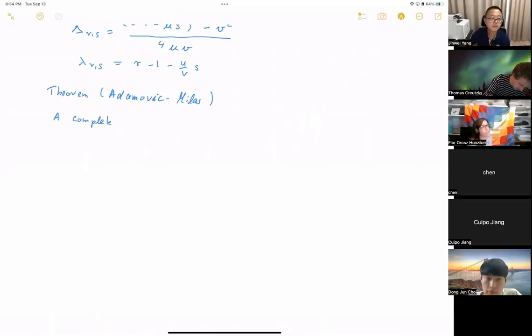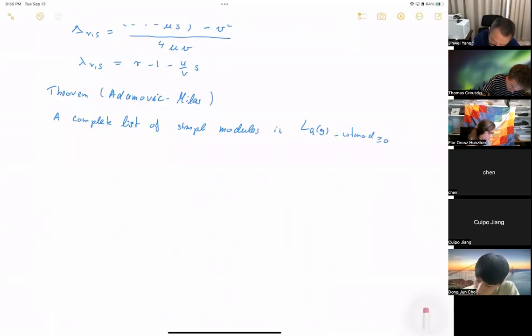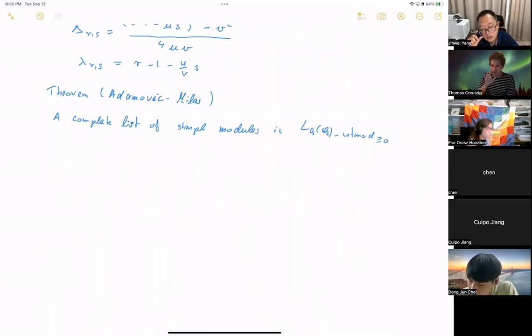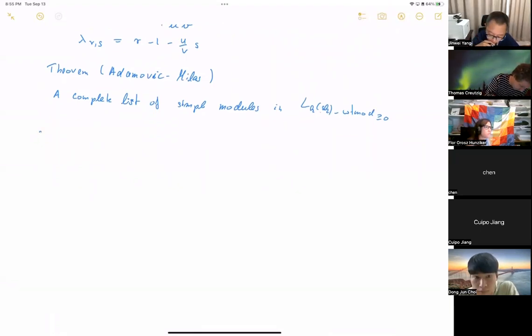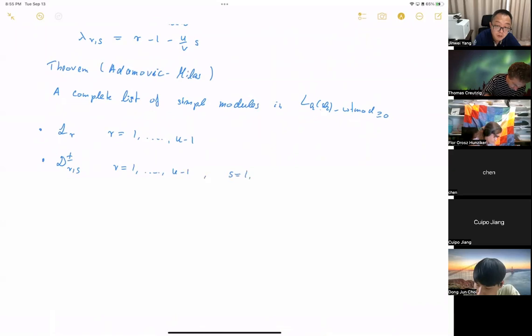They classified simple modules. A complete list of simple modules in the category of lower bounded weight modules of the affine vertex algebra of SL2 at admissible level. Please remember, I fixed once and for all that the level is always an admissible level. It is given by the following list. We have the ones that are in the Kazhdan-Lusztig category, the ordinary category, and we only have U minus one such simple modules. Then we have highest and lowest weight modules, and we have U minus one times V minus one such modules.